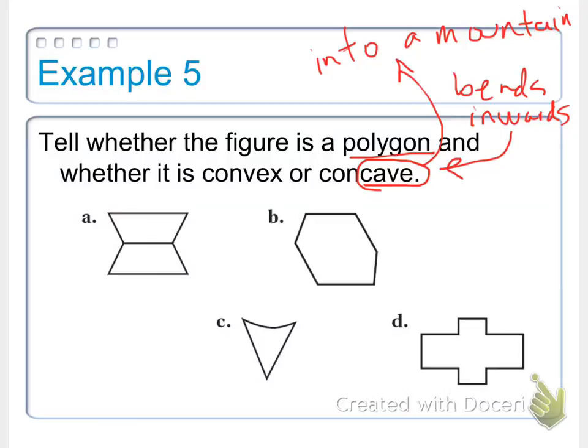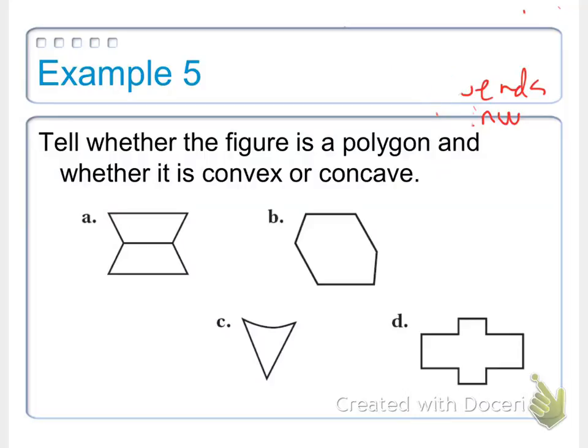Okay, so I'm going to erase those things. I'm just erasing that off. And we'll go and work on these problems.